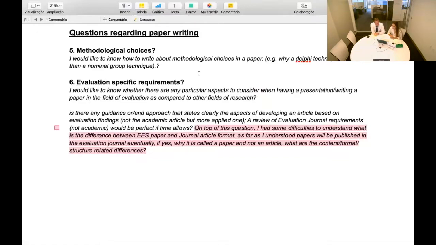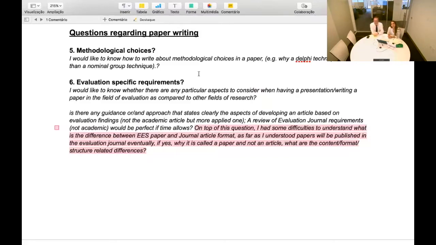So we go for question number 5 about methodological choices. Is the person who wrote this question in the room? Because the question is a bit broad. Maybe if you can elaborate more on it, it would help. The question is the following: I would like to know how to write about methodological choices in a paper. Example, why a Delphi technique rather than a nominal group technique. This is a bit broad.